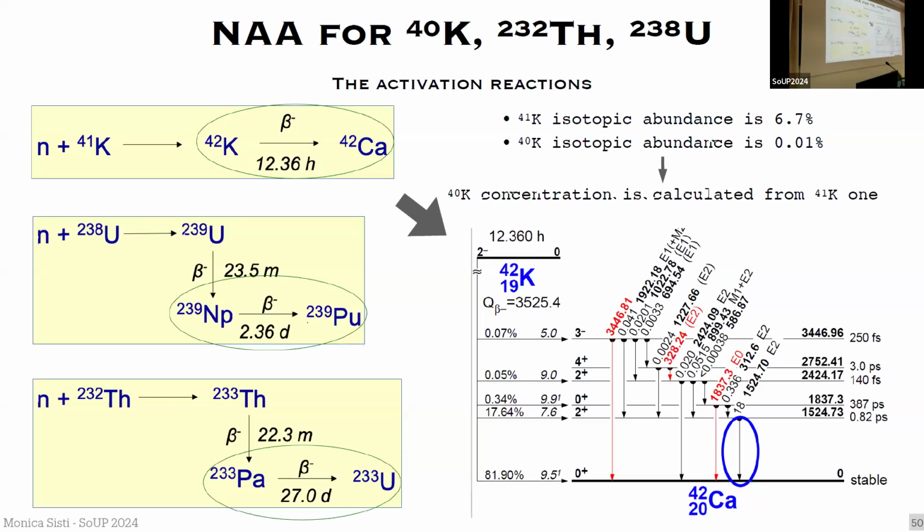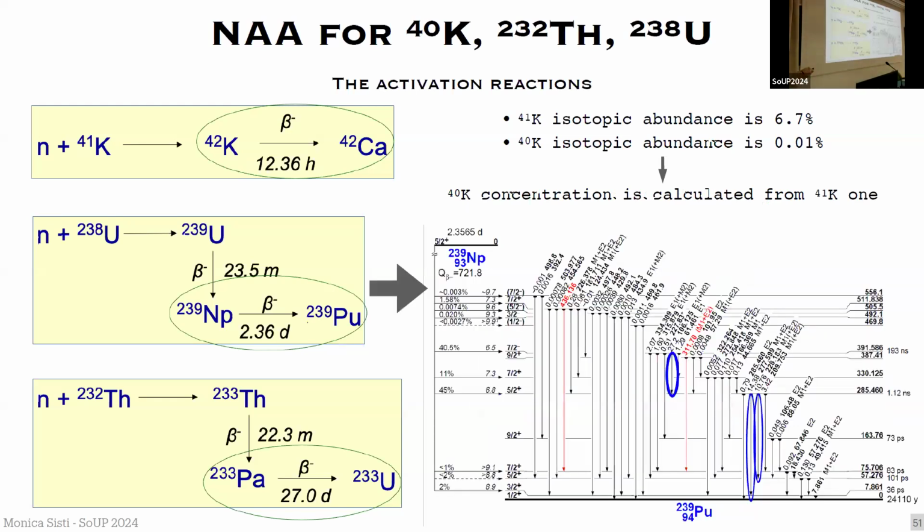For uranium-238, this is the chain of reactions, and you end up with neptunium-239, which has a nice feature that I want to highlight. These are all the gammas that are emitted from neptunium-239, and usually these ones and these two are the ones that are used for neutron activation, but in particular this one is a metastable state, quite fast.